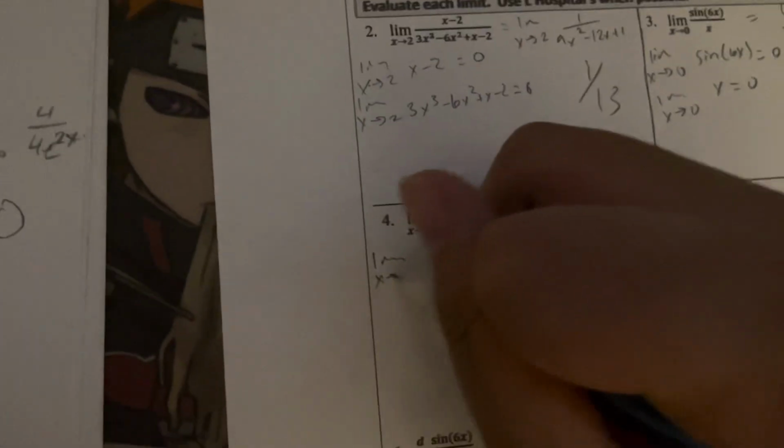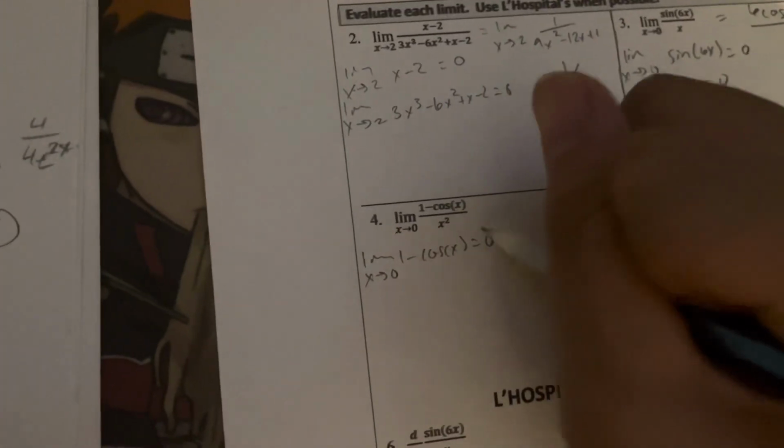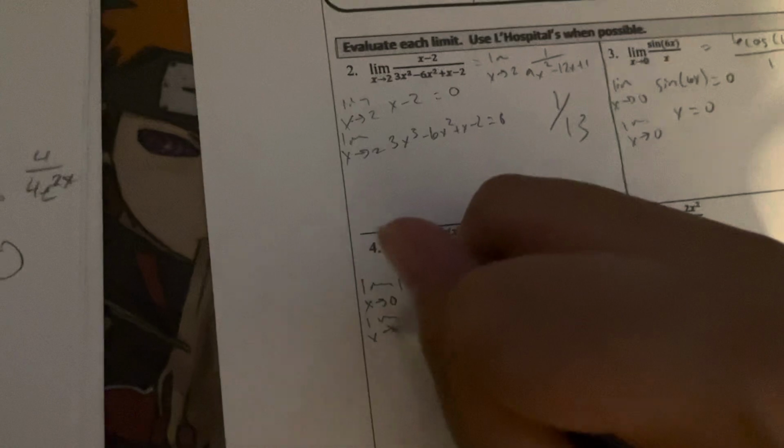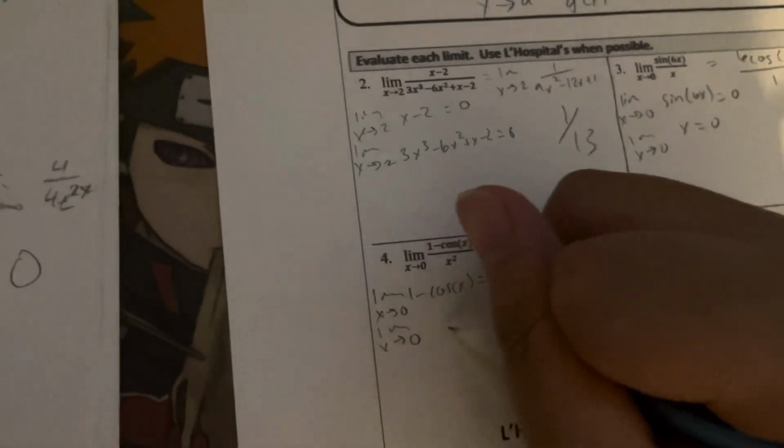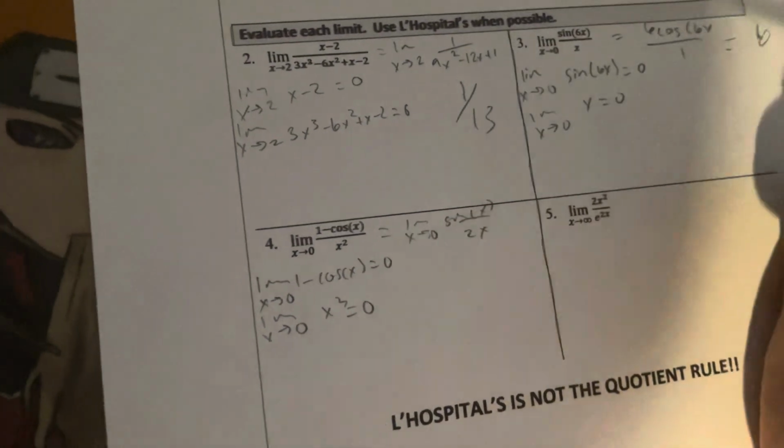Right here, the limit as x approaches 0 of 1 minus cosine of x equals 0, and the limit as x approaches 0 of x squared also equals 0. So we can find our derivative. So the limit as x approaches 0 of sine of x over 2x, we plug in our zeros. We find that this also equals 0 over 0.